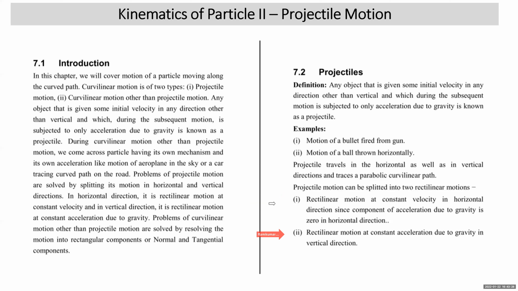Any problem of the projectile gets converted into another problem of rectilinear motion. We only need to remember that the motion should be split into two rectilinear motions. In horizontal direction, it will be rectilinear motion at constant velocity. In vertical direction, it will be rectilinear motion at constant acceleration due to gravity.